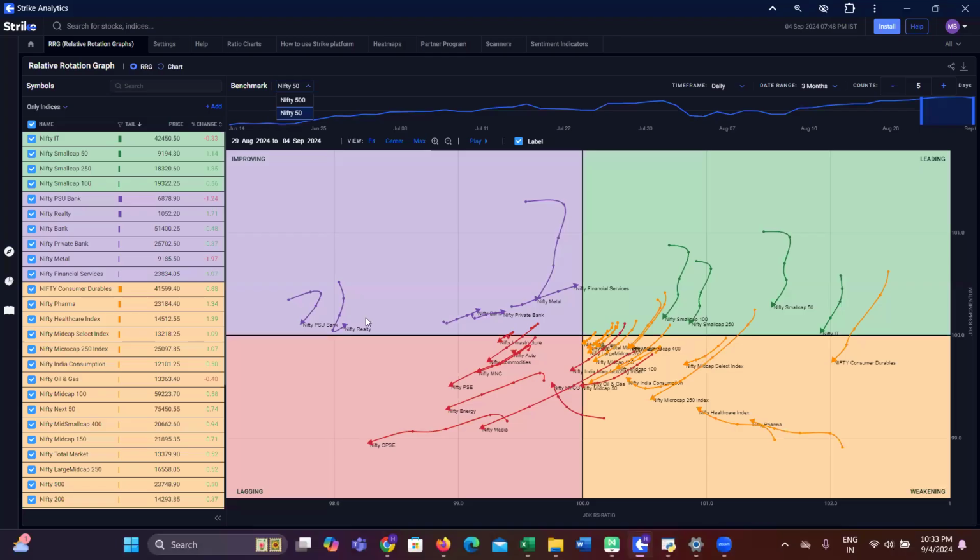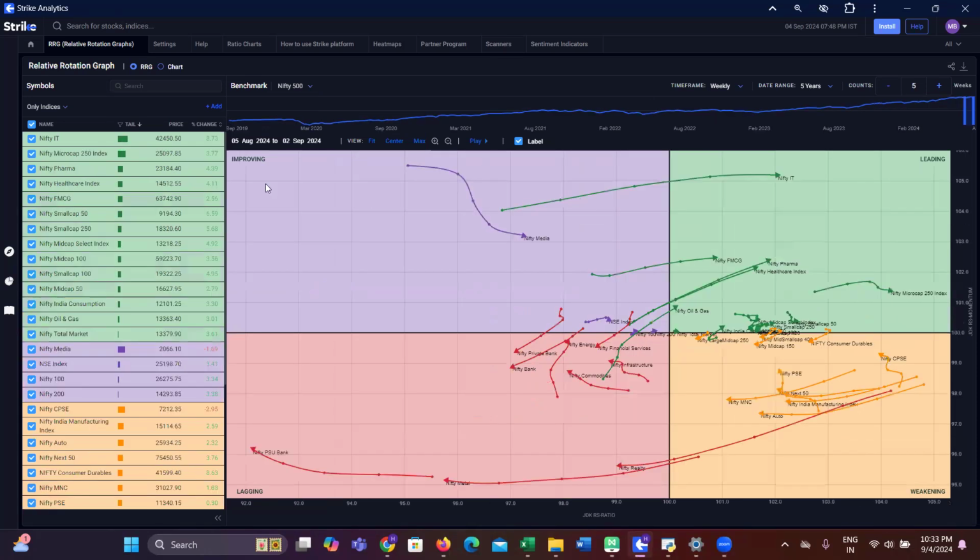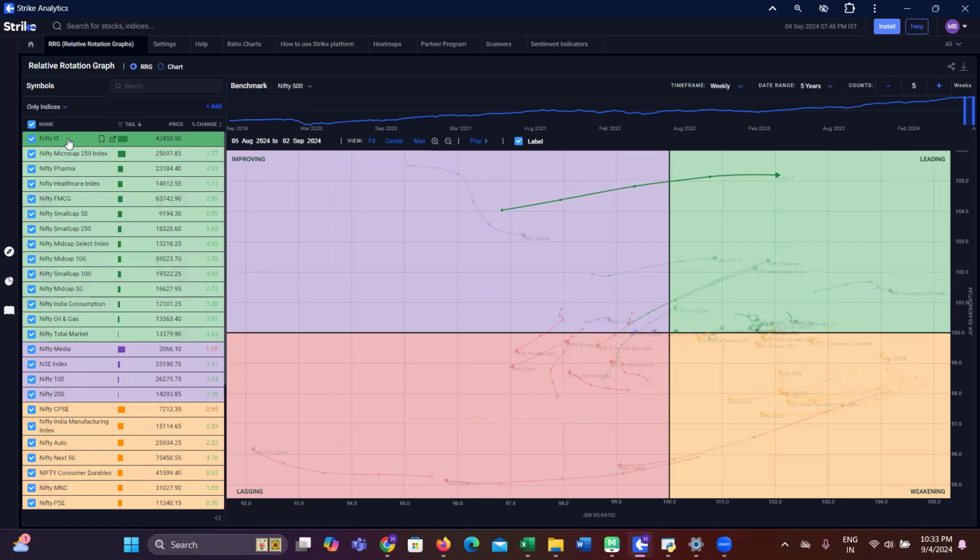First things first, I'm on the RRG chart, and I have selected the benchmark as Nifty 500 to look at the bigger time frame to see where the different major indices are headed. So let's look at the Nifty IT, which I covered last time. It has a very good RS ratio and good momentum. You can look at this, and the tail is bigger compared to the smaller tail, right?